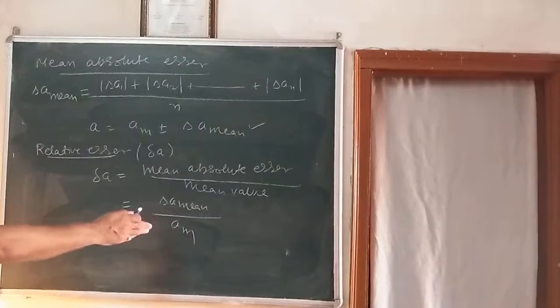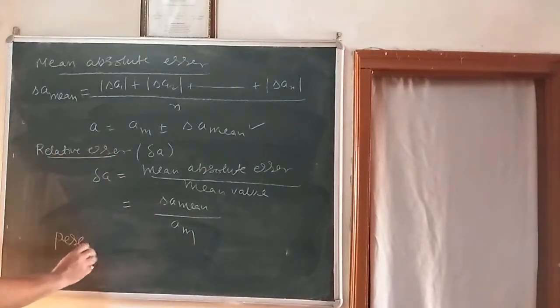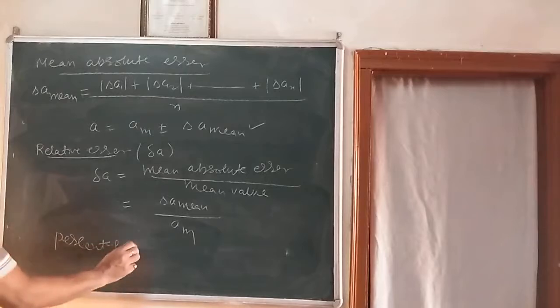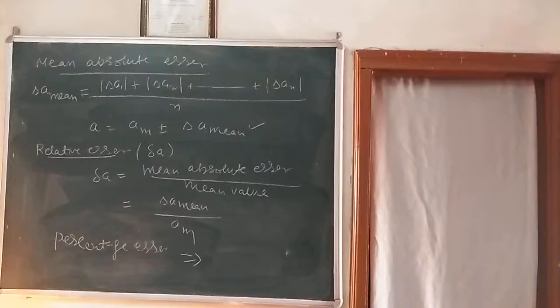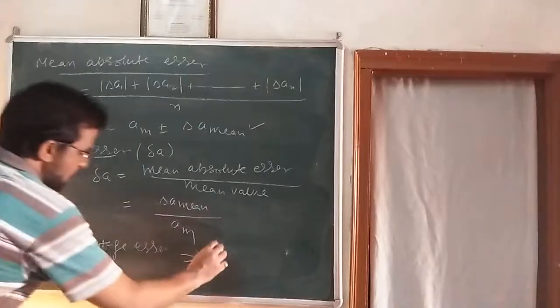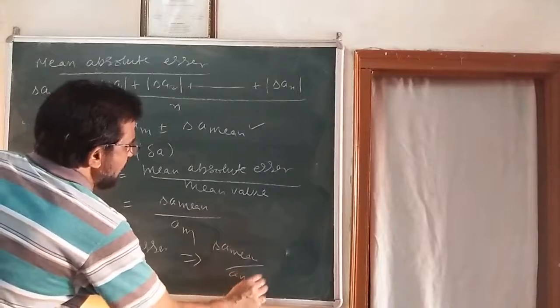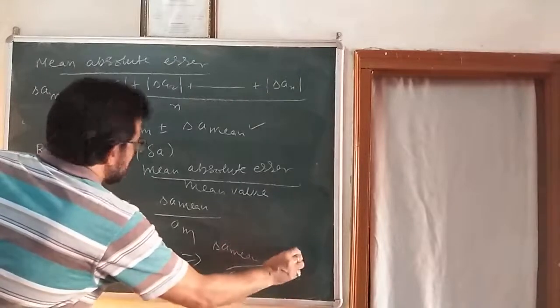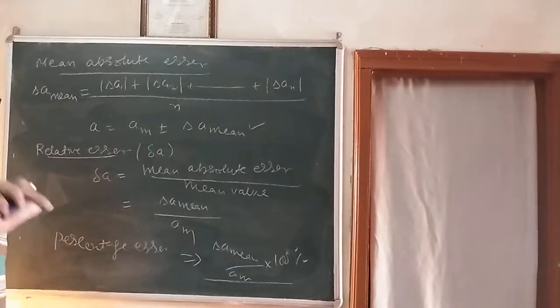Delta A. Then if you want to find out the percentage error, then you may write delta of A mean divided by A mean into 100%. This is called percentage error. These are the various formulas which will be used when we have to solve the problems. Is it clear?